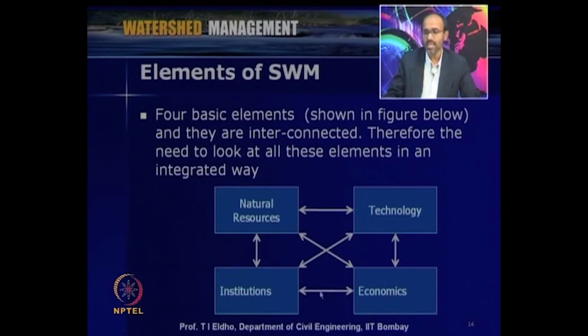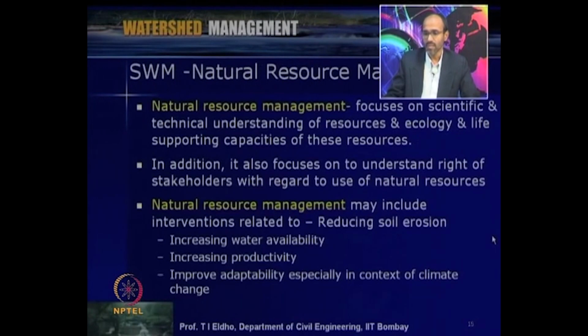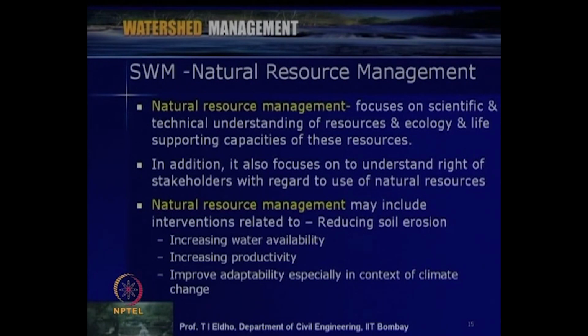So, when we integrate all these elements together, we can call sustainable watershed management integrated sustainable watershed management. Now let us look into the various elements, these 4 elements which we have seen in the last slide. So, the first one is natural resource management. This describes the various resources available within the watershed.